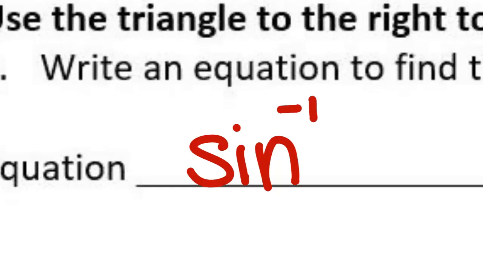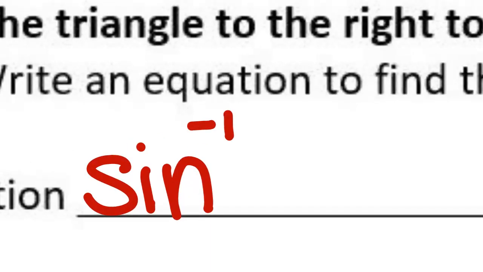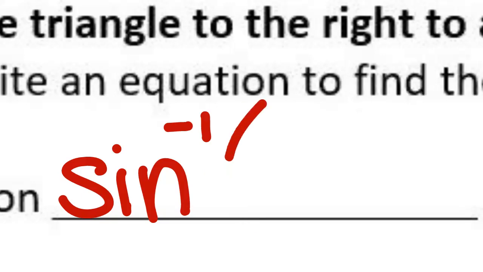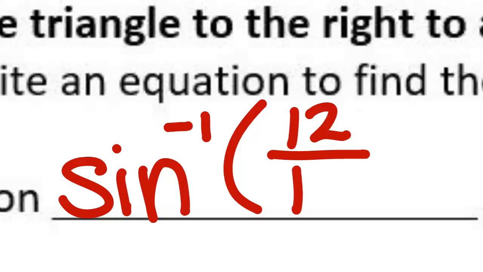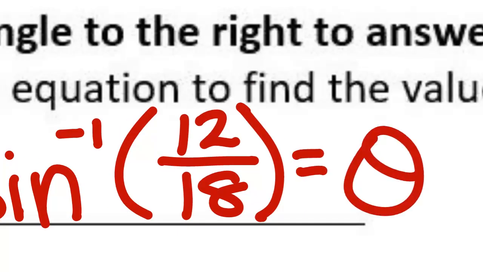Inverse sine. So we're going to take inverse sine of, and now here's where I need my ratio, my fraction. Sine uses which two sides again? Opposite and hypotenuse. Which one would go in the numerator? The 12. We put the opposite side in the numerator over what? Over 18, over the hypotenuse. And that is going to be equal to my angle theta.